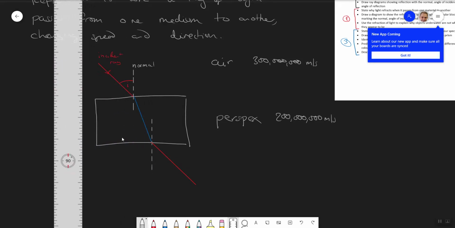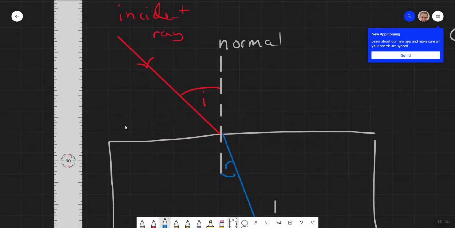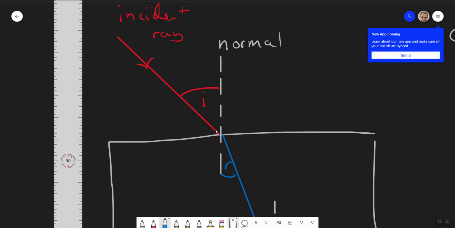Okay, so what we have here, let's just zoom in so we only think about what's going on when we go into the block. Going into the block, we slow down and we bend toward the normal. Okay, so this is when we slow down, we've gone to something denser, we've slowed down, and this angle, the angle of refraction, is smaller than the angle of incidence, and this is bending towards the normal.